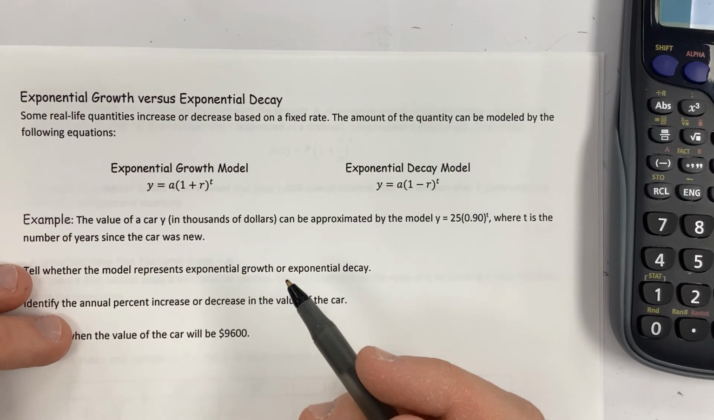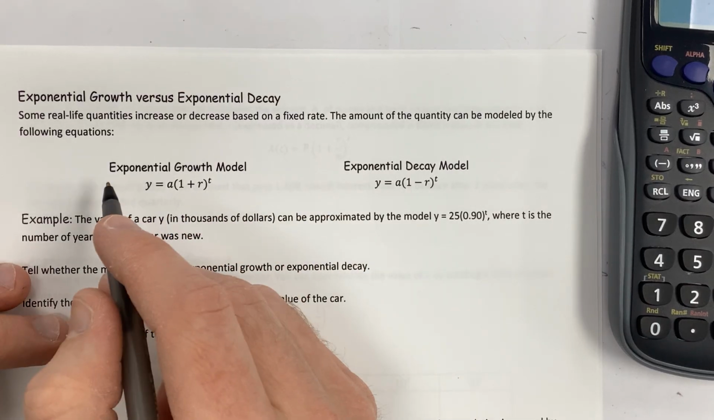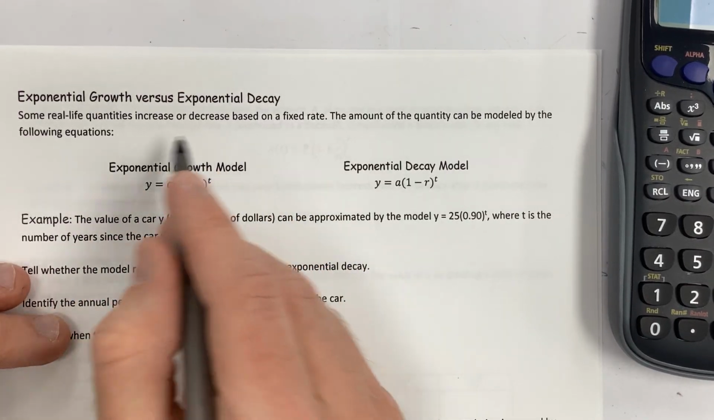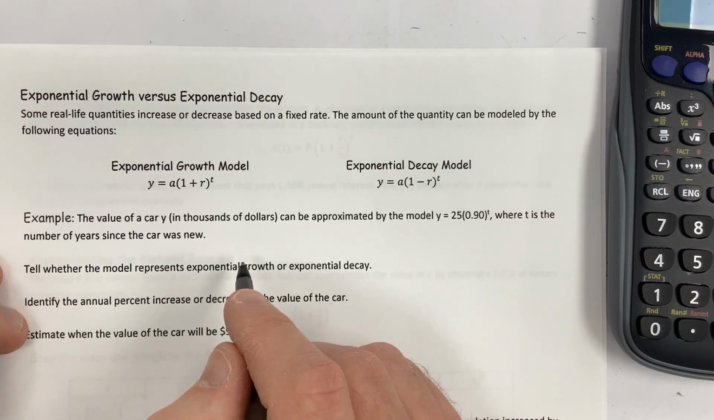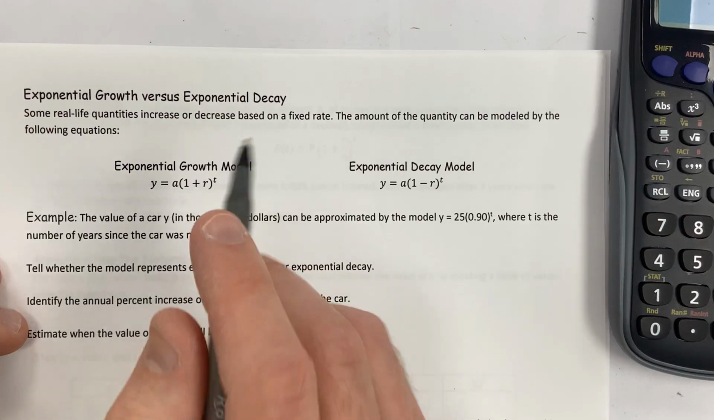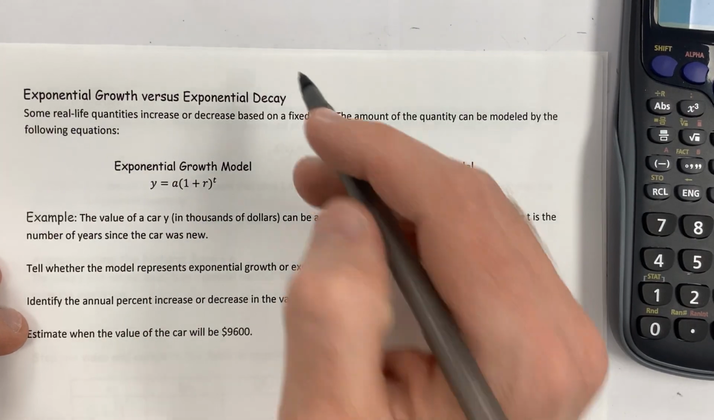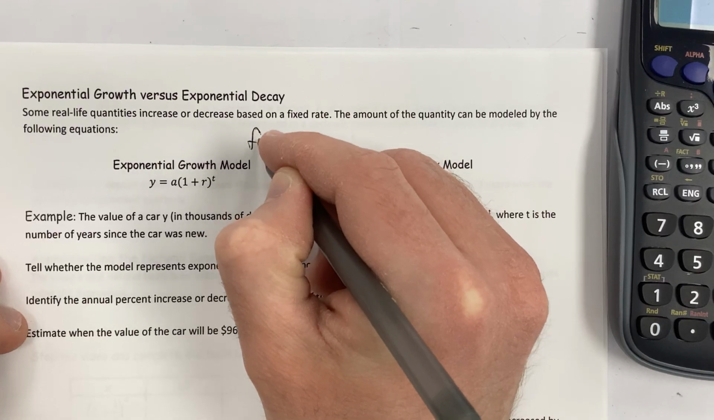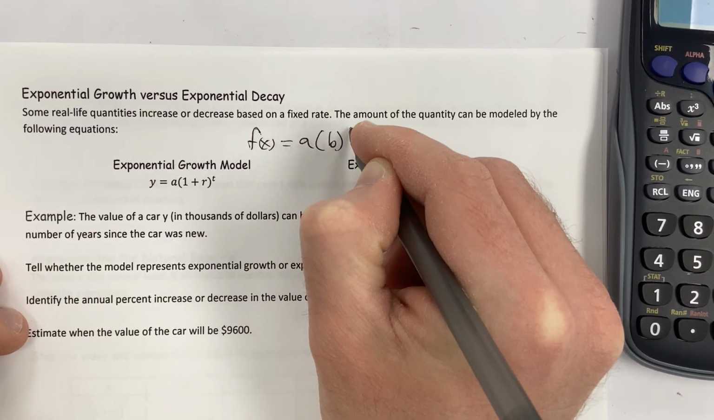All right, second page here. Exponential growth versus exponential decay. And we're going to look at the official formulas that we give to model these exponential growths and exponential decays. So these two formulas are pretty much the standard form of the exponential shown on the previous page, which was f of x equals a times b to the power of x.